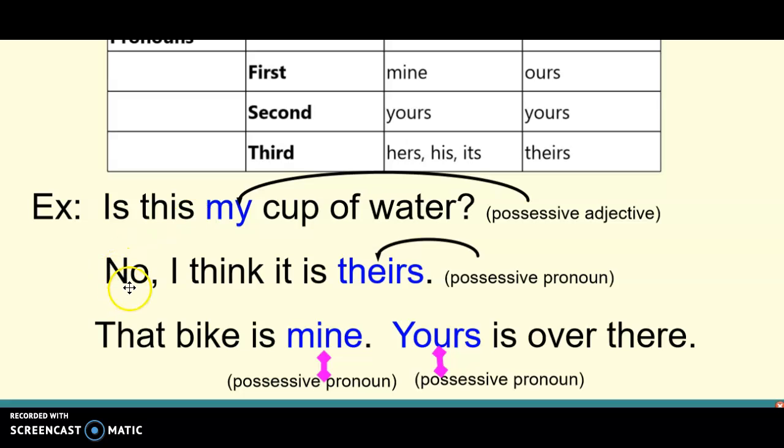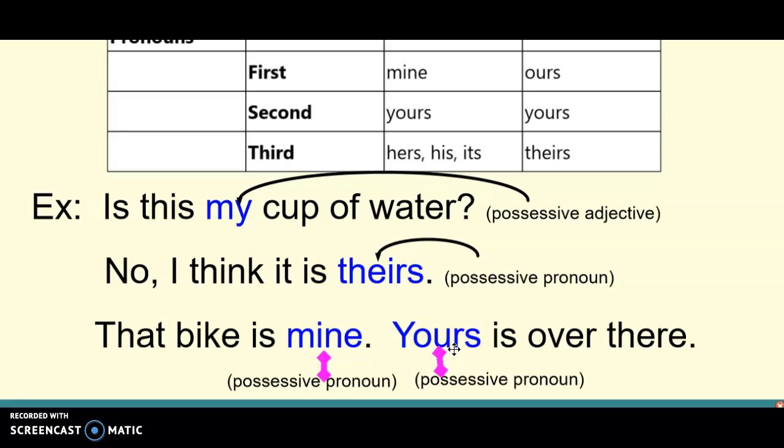All right. No, I think it is theirs, right? In this case, this is going to be a possessive pronoun. It is replacing the noun of whoever there is referring to. That bike is mine is a possessive pronoun, and yours is over there is also a possessive pronoun, okay? Because that's going to be referring to a subject, okay, or a noun in the sentence, not modifying it.